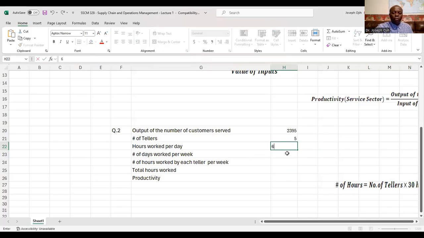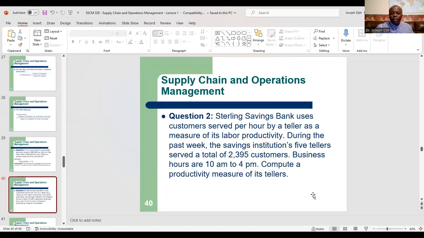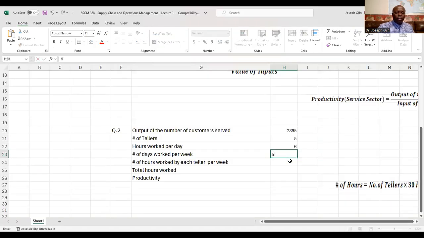And of course, the number of working days in a week for that bank. It didn't say it in the question, but we assume that it's 5 days. They didn't mention overtime, they just say 5 days, except if some bank works certain days. But since they didn't tell us anything here, we assume that they work 5 days a week. So with that, we can now calculate the productivity.